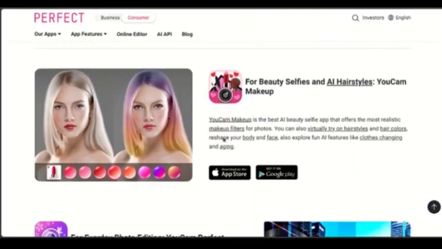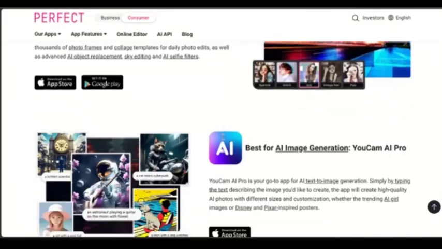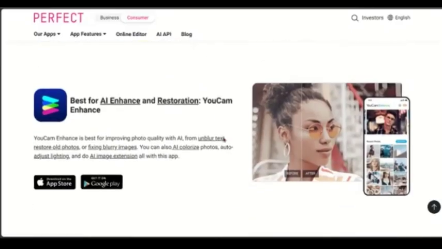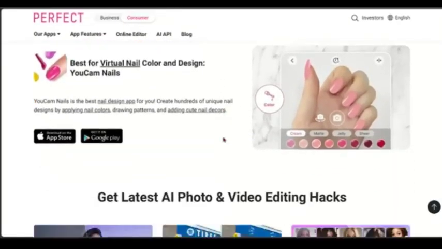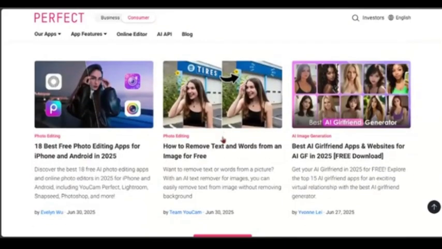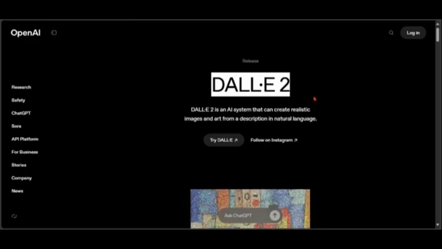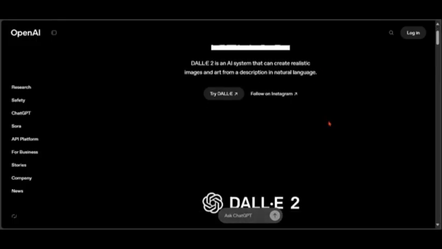Youcam Perfect has a free plan plus low-cost premium plan, while Dall E2 has pay-per-credit model and is more expensive. Next, who or what are they best for? Youcam Perfect is best for LinkedIn photos, branding selfies, and professional polish, while Dall E2 is best for custom finance visuals and marketing graphics.